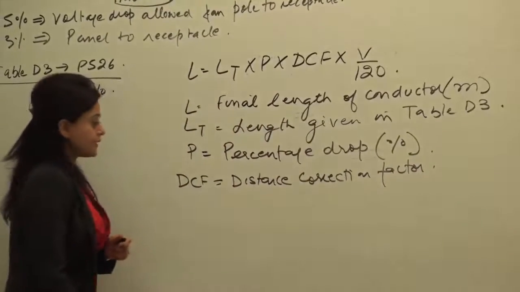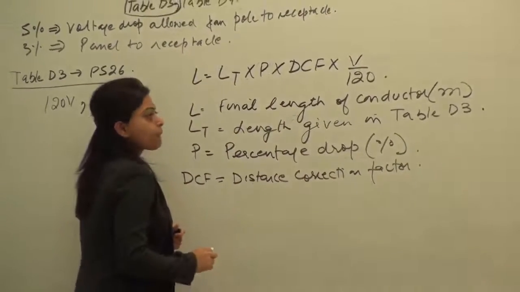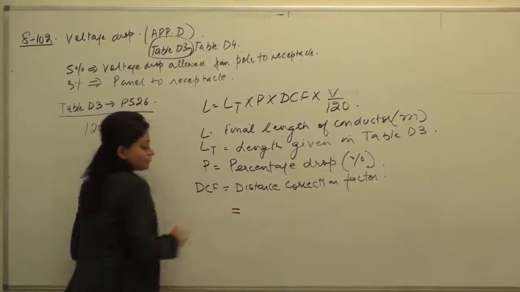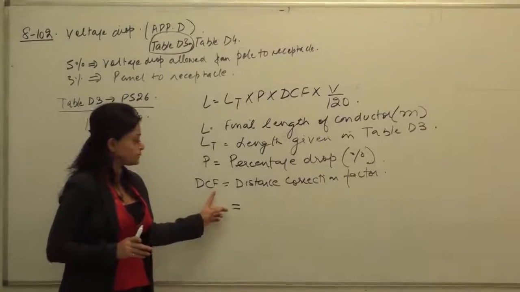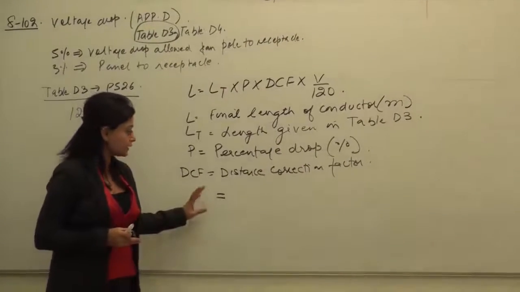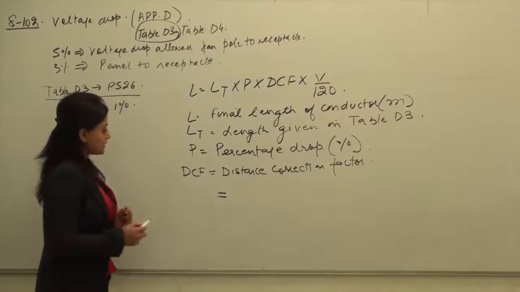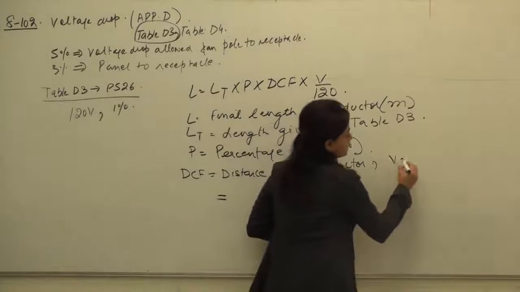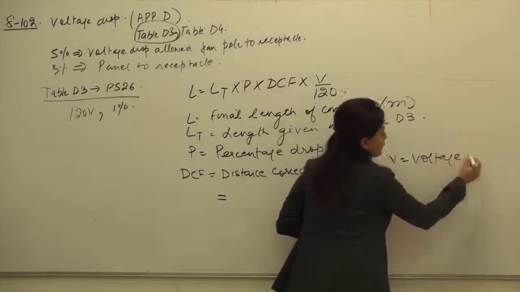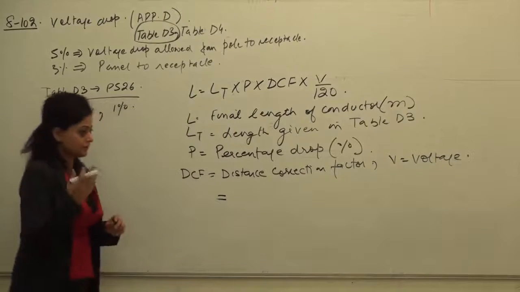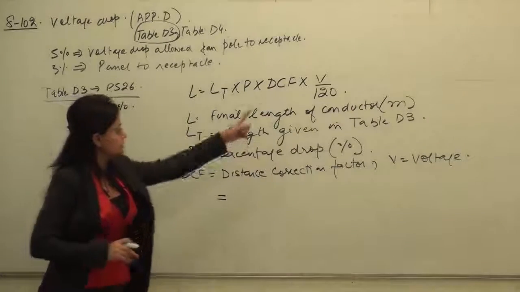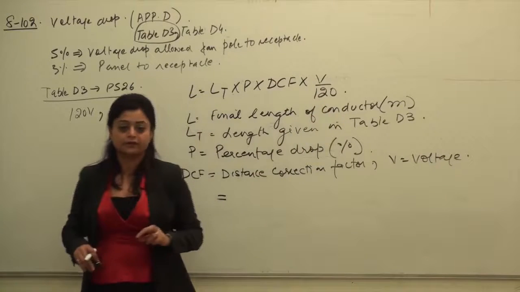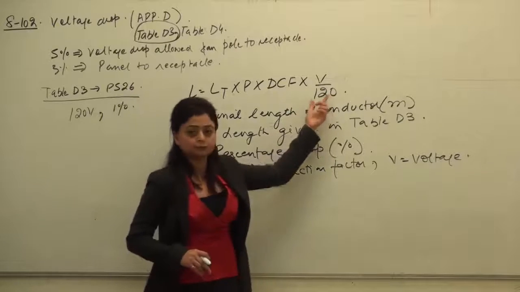How do you calculate DCF? Let's assume you have copied up to this point, and I'd like you to stop so that I can explain how to calculate DCF. The last one I'm going to write down before: V stands for voltage. If I'm working with 120 volts, 240 volts, 600 volts, whatever that is, V is just voltage. This 120 is just a multiplier, it has nothing to do with 120 volts. It's just a multiplier here.